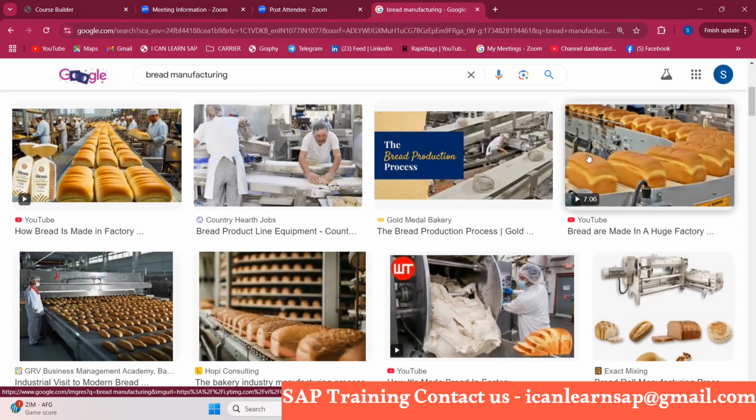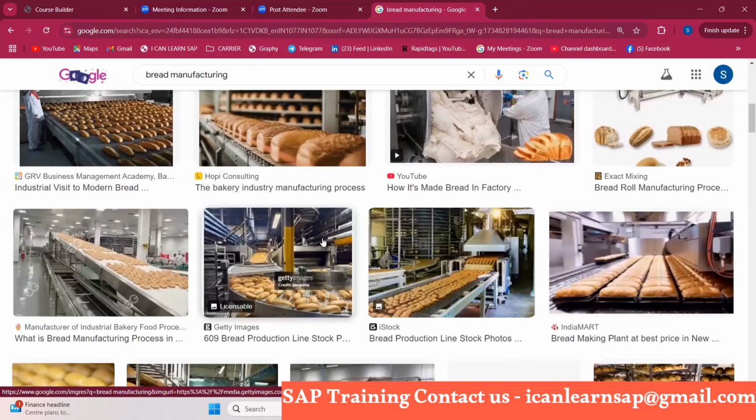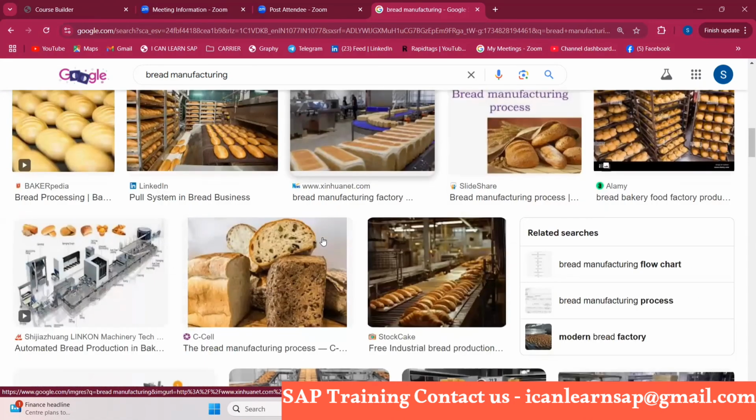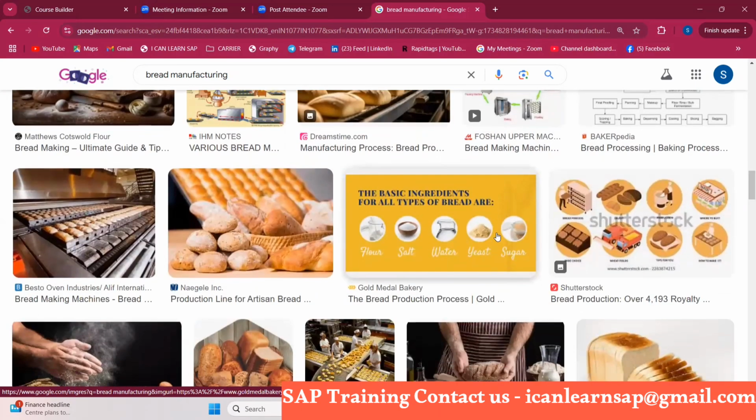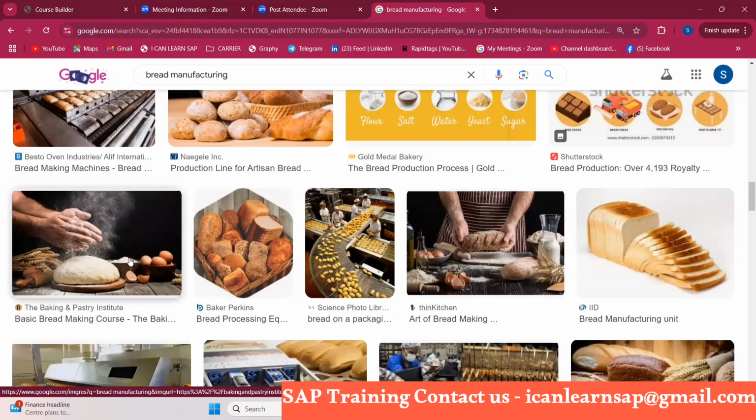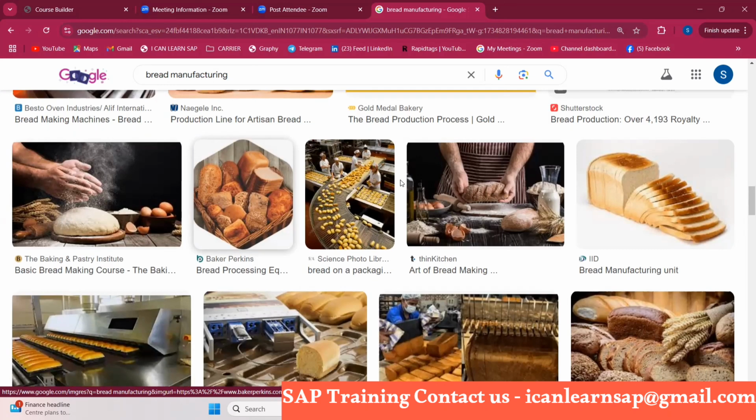Because of this, if you want to manufacture 1 kg of bread, you have to start with 1.10 kg of dough. The input quantity is more and the output is less because there is an expected scrap. These are the bread blocks, which get cut into pieces later on. I hope you understand. The initial quantity of dough is more, but the output is less. That is called assembly scrap.